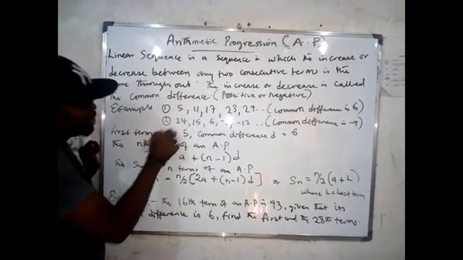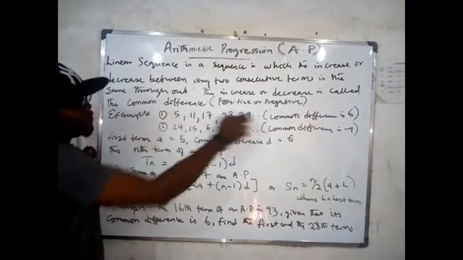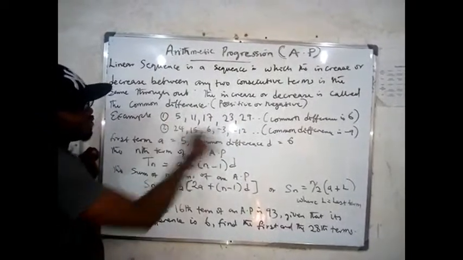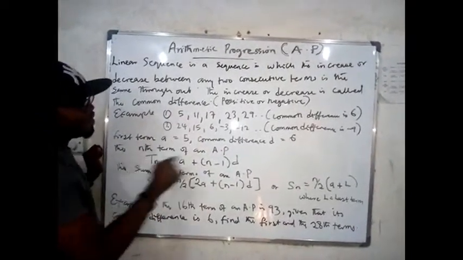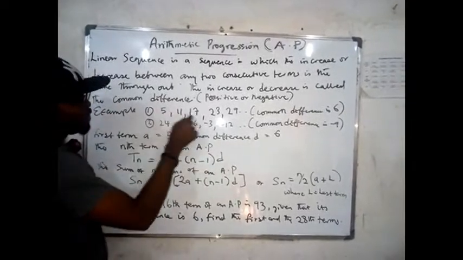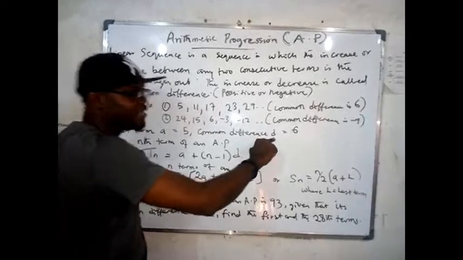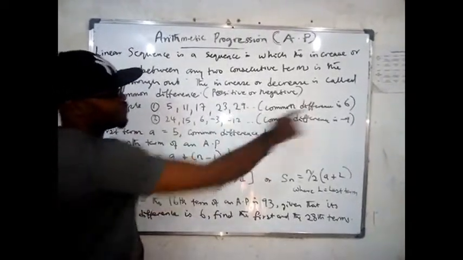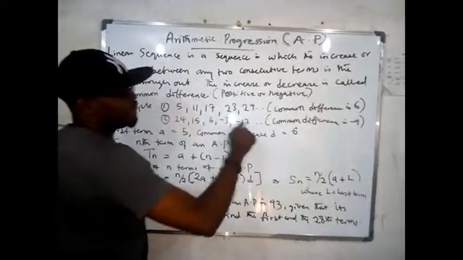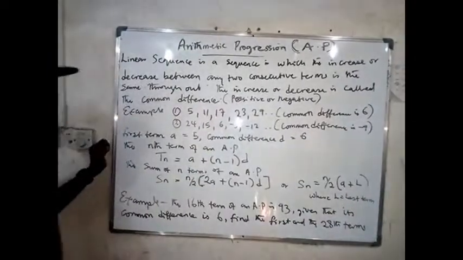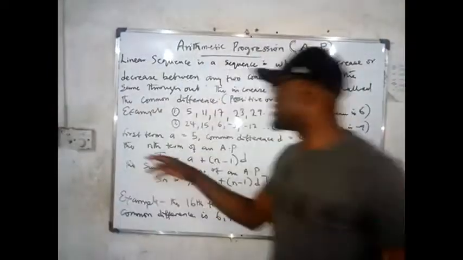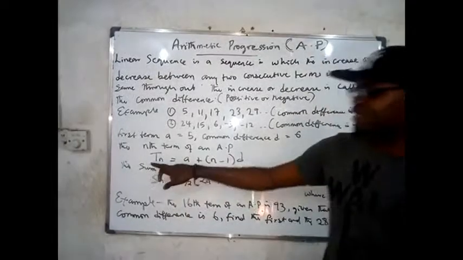Can you see that? The first term of this arithmetic progression is what? 5. The first term of this one is what? 24. The common difference, which is the difference between consecutive terms, is known as common difference. Is that clear? Represented with what? D. What's the common difference for this sequence? 6. What is that for this? Minus 9.